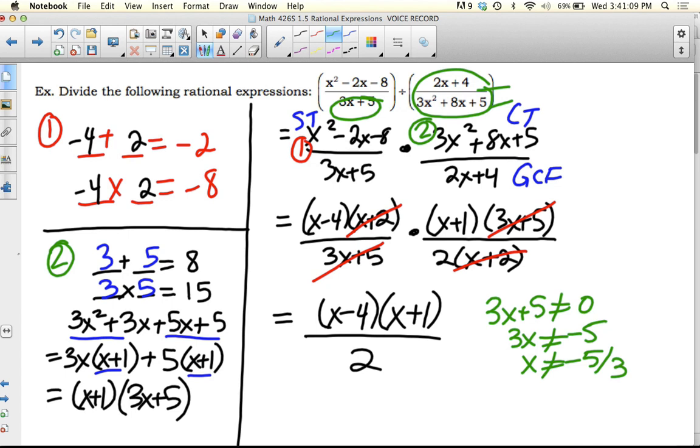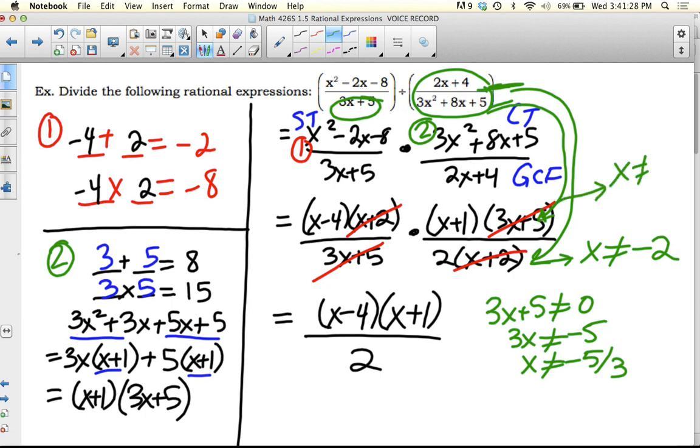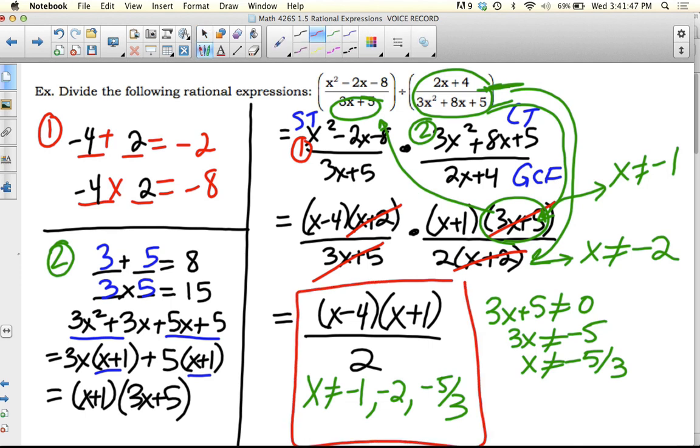2x plus 4, that got factored down here, so that is easy to tell what our restriction is. x cannot equal negative 2. And also our complex trinomial, which we factored here, x cannot equal negative 1. And if we notice, this is the same factor as we had over here, so we don't need to do that restriction again. So in the end, there's 3: x cannot equal negative 1, negative 2, and negative 5 over 3. So here's your final answer.